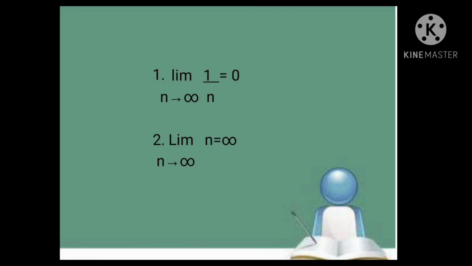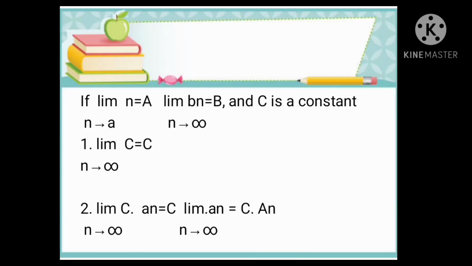So these are some properties of limits. Number 1, the limit as n goes to infinity of 1 over n is equal to 0. Number 2, the limit as n goes to infinity of n is equal to infinity. So let's say for example, by using these properties also.